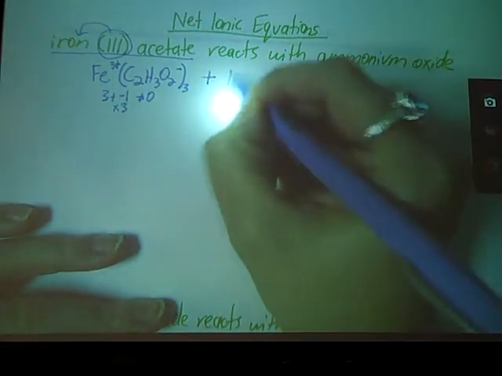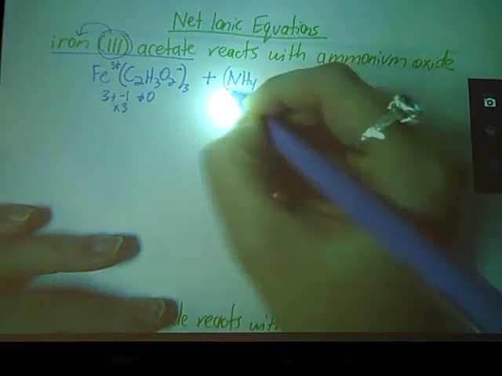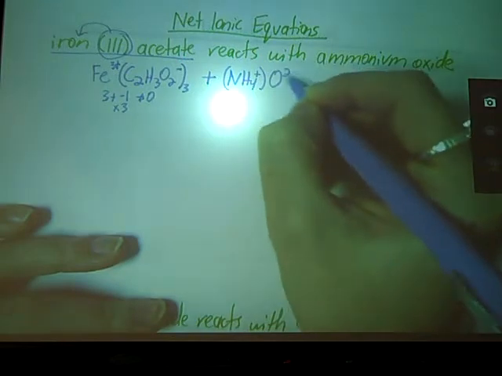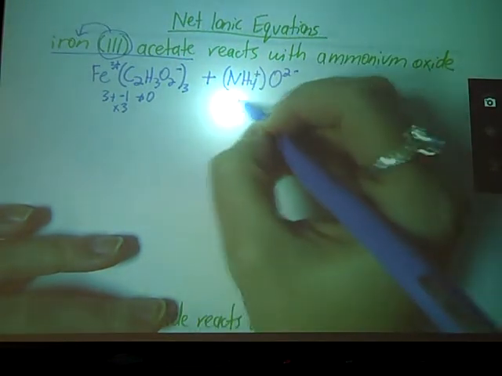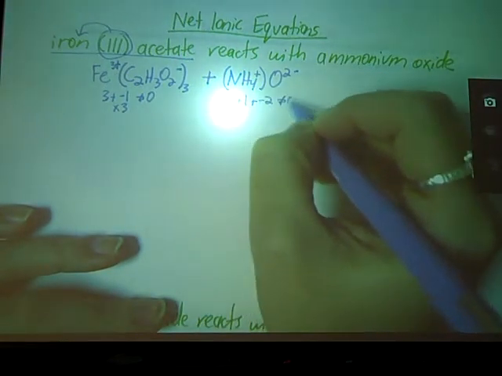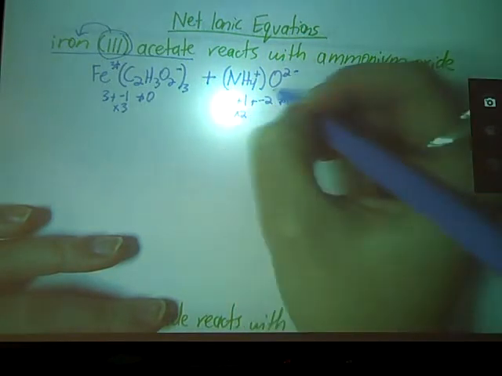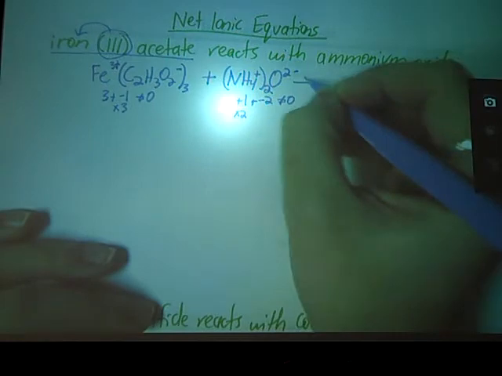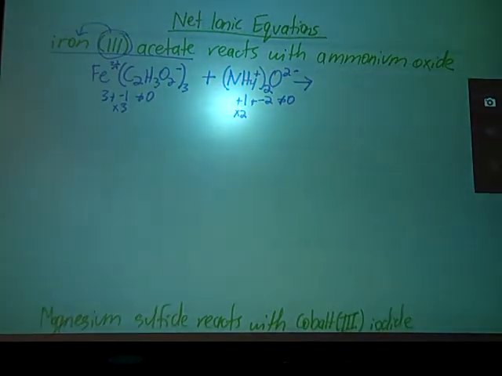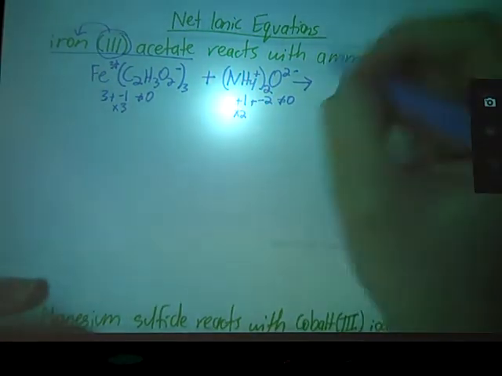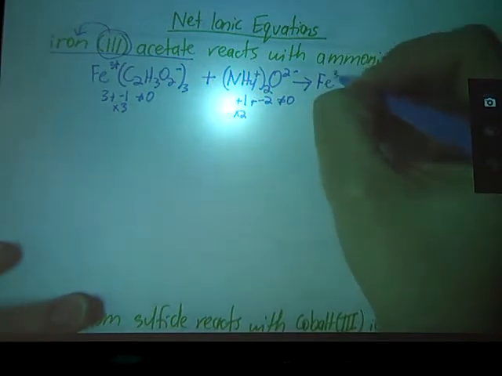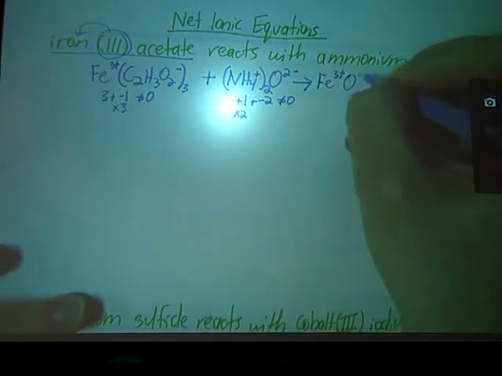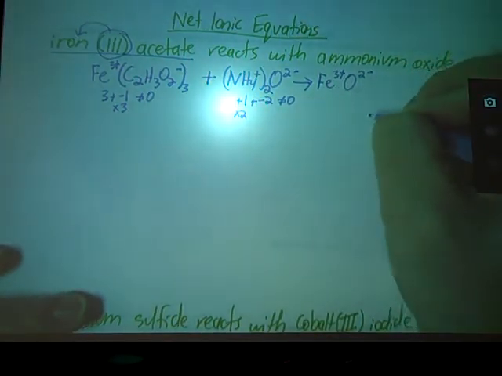Reacts with ammonium oxide. So again, +1 minus 2 does not equal 0. I need to multiply my +1 by a 2. This is a double replacement reaction, which means that all of my ions are going to switch partners. So my iron with his 3+ charge is now going to hang out with my oxygen and his 2-.